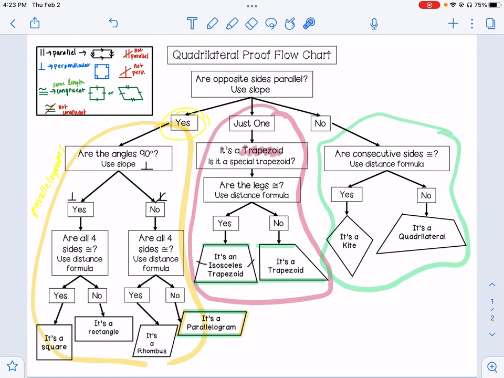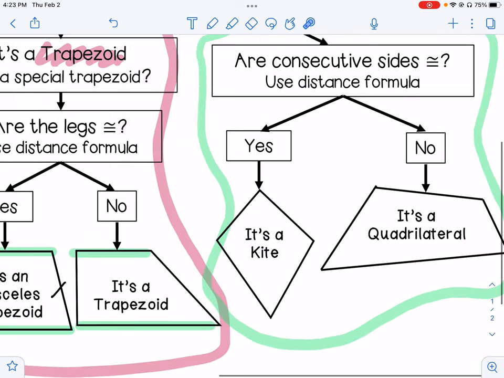Last but not least, then, are our other two ones here. These are the ones that had no parallel lines. They have no parallel lines, then the only options are just a basic quadrilateral. This is as general as you can get. It doesn't have anything special about it. Or this idea of a kite. A kite is actually really cool because the adjacent or consecutive sides are the same length.